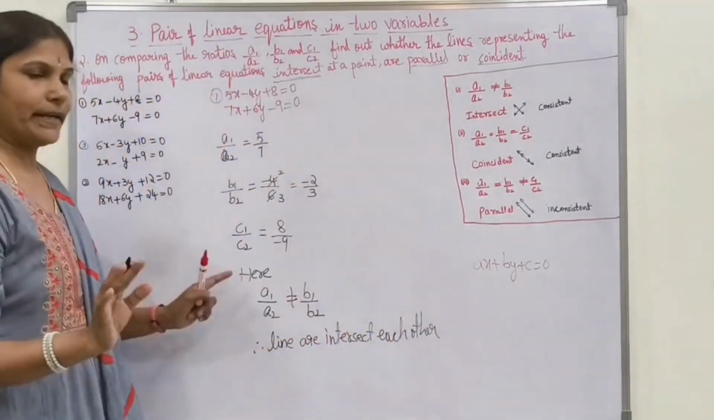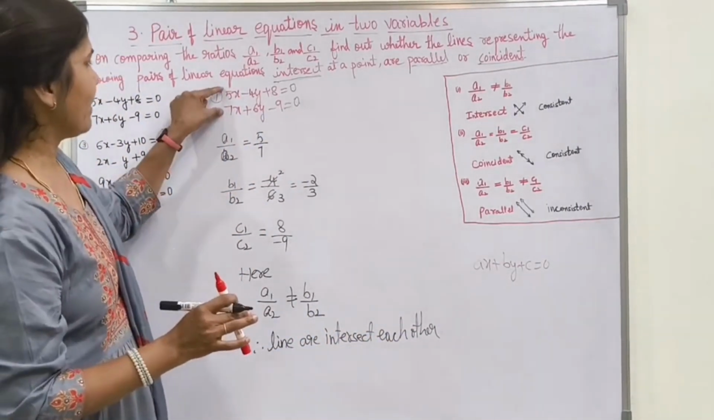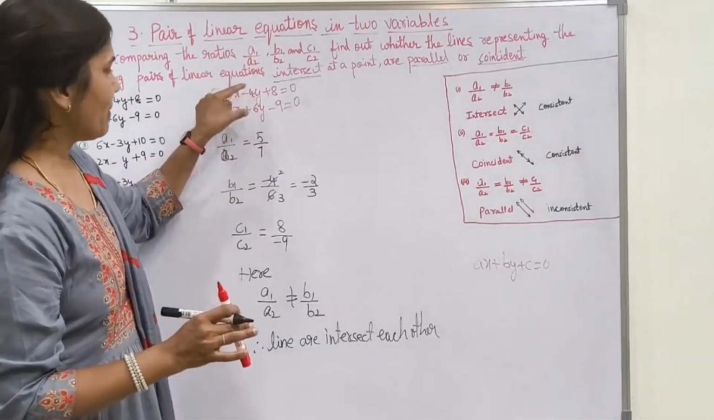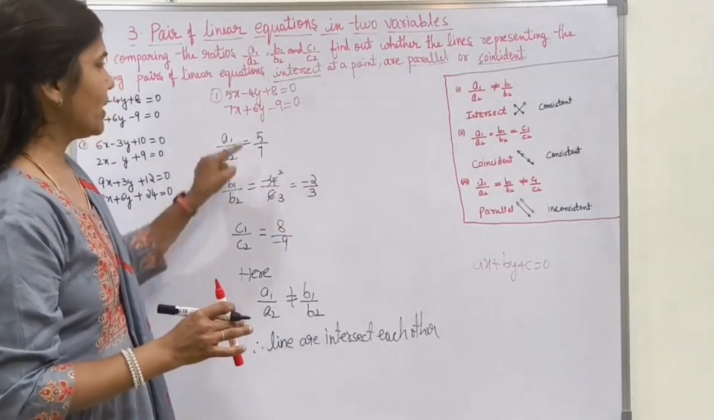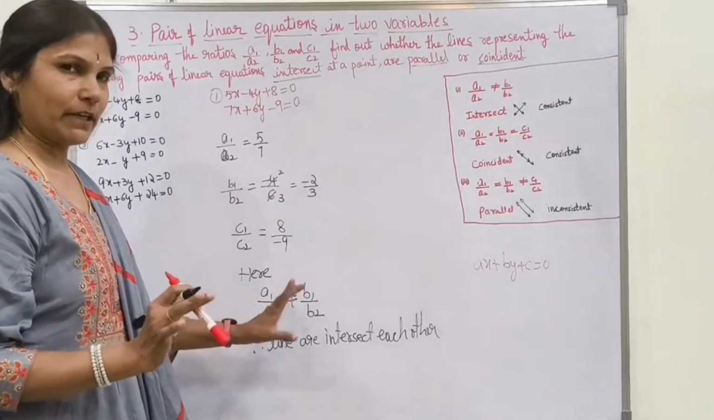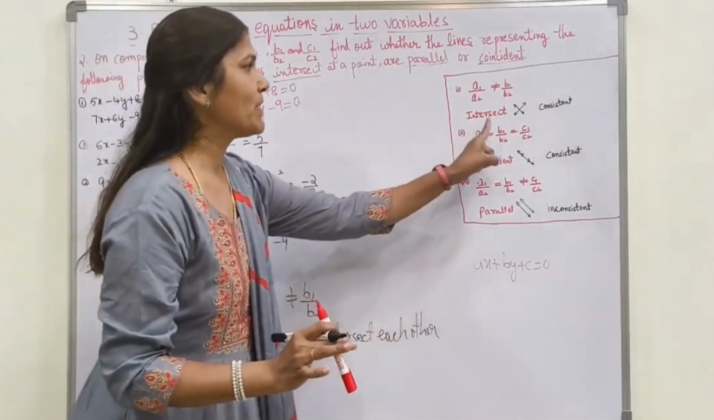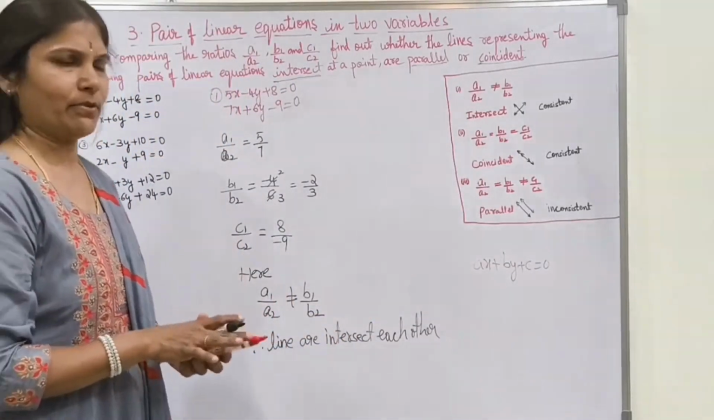So, looking at this one, you have to write which type of lines they are. Once again I will write A1 by A2 is 5 by 7, B1 by B2 is minus 4 by 6, cancel means minus 2 by 3, C1 by C2 is 8 by minus 9. First, observe: A1 by A2 is not equal to B1 by B2. If not equal, which type of lines? Intersecting lines. This is the first answer.